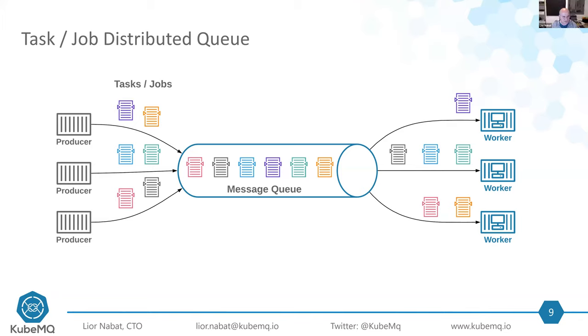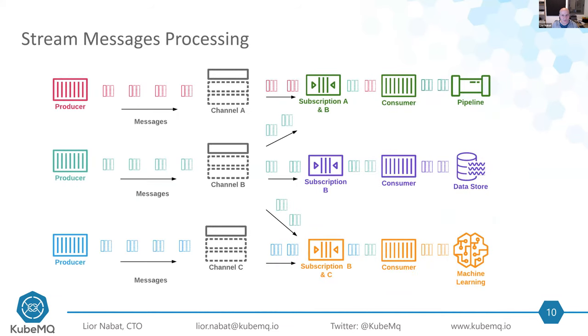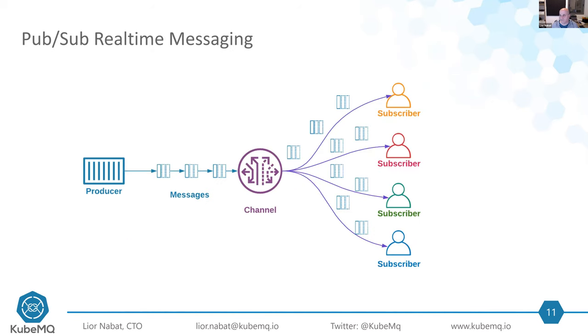Okay, no problem. So this is the distributed queue. Another one is stream messaging processes, for example in ETL type applications, where you need to process a lot of messages and route them to different services like pipelines, data stores, and machine learning. Another quite interesting pattern is the ability to do pub-sub in real-time messaging, which is fast, for example when you need to distribute a lot of data, also fan in and fan out.